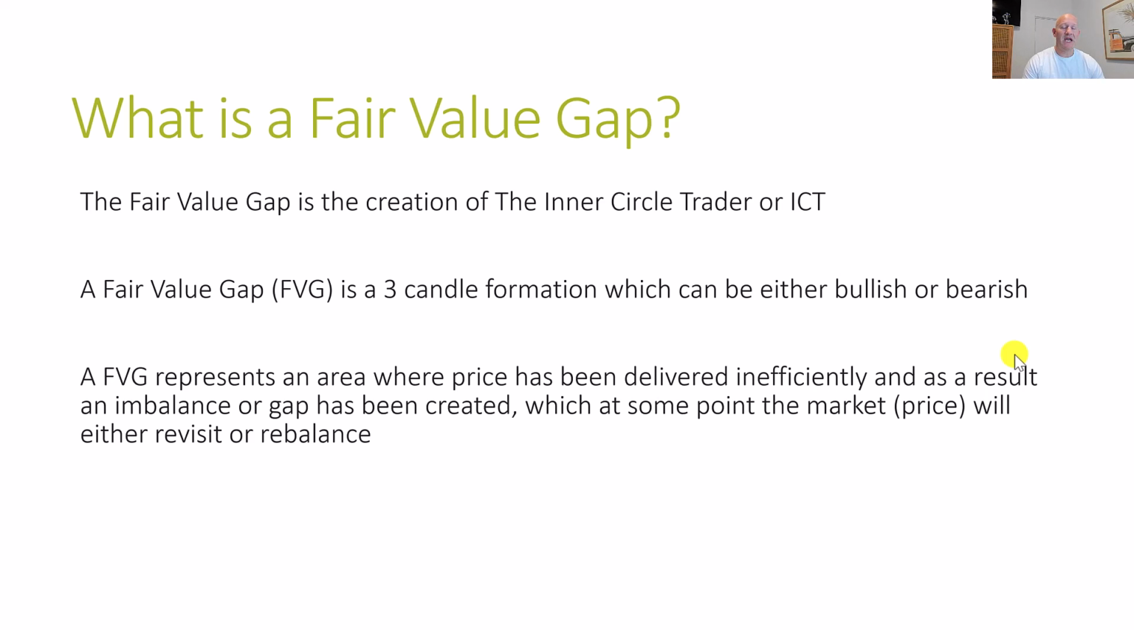inefficiently delivered, and as a result, there's a gap or an imbalance that's present on the chart that we're looking at. And the reason why this is important is because at some point the market or price will come back to that area, and it'll either trade up into that area or price will completely rebalance that imbalance at some point in the future. And so the fact that we can predict that as traders, we can use that to our advantage, and we'll go through that in one of the later slides.